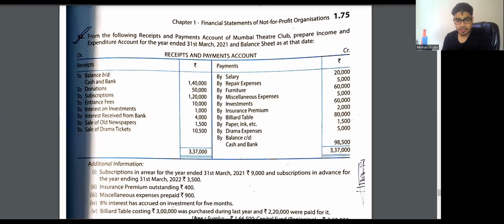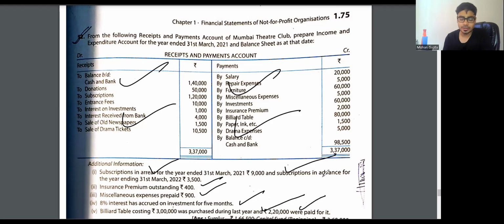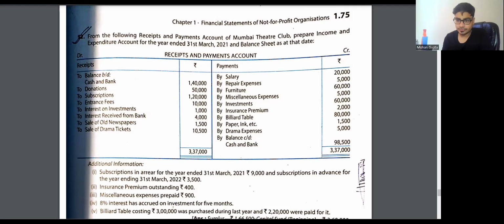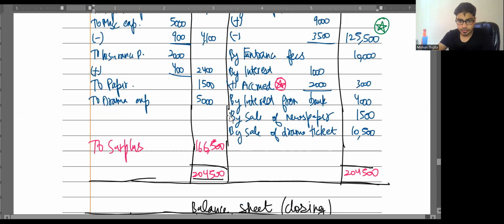So let us look again. I think you have covered all the things in the receipt and payment account now. We have done subscription, this, this, and this. So we have done each and everything from the question. Let us quickly look at the income and expenditure account.